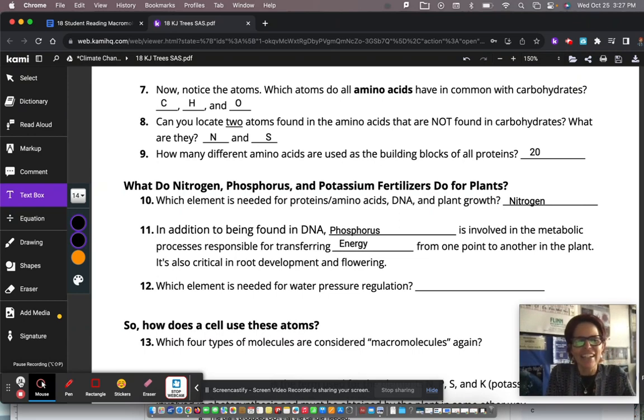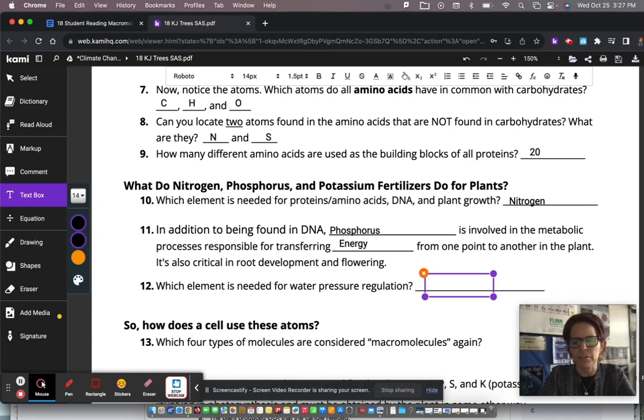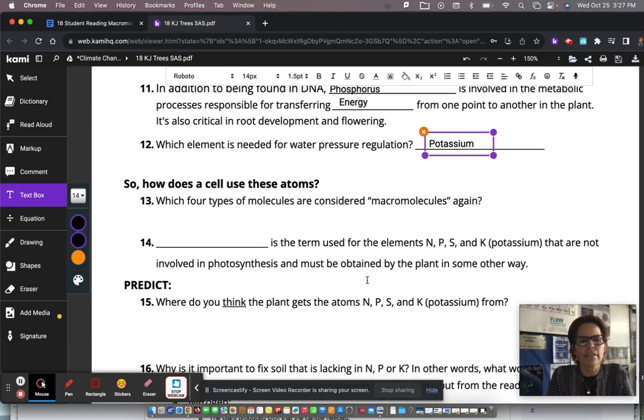Sorry about that. So then it says, which element is needed for water pressure regulation? And we said that was potassium, the letter K. It'd be nice if I spelled it right. Potassium. Okay, so finally, we're near the end, you guys.